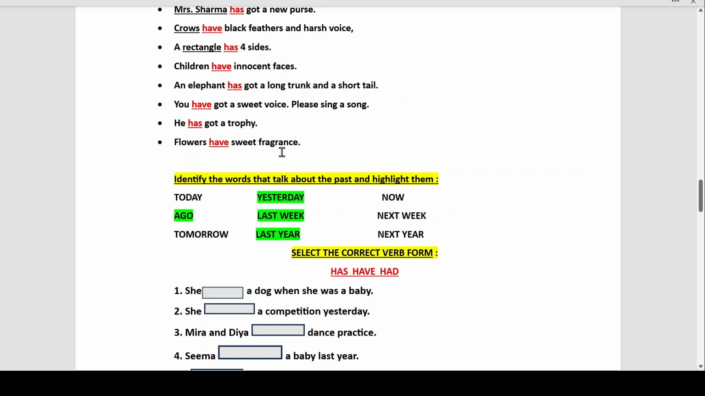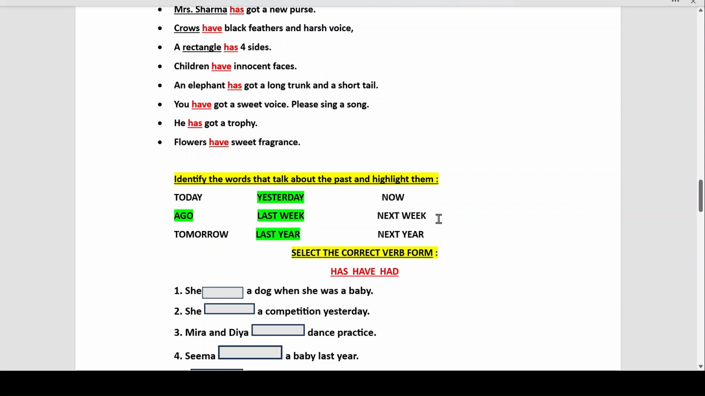Okay, so this is how you have to attempt all these sentences. Next, identify the words that talk about the past and highlight them. Out of all these words, we have to check which words are referring to the past, which has already happened. Today, no, it is present. Yesterday, yes, this is past. Past, please highlight it. Now is present, so it is not in the past. Ago is in the past, so highlight it. Last week, please highlight it. It is in the past.